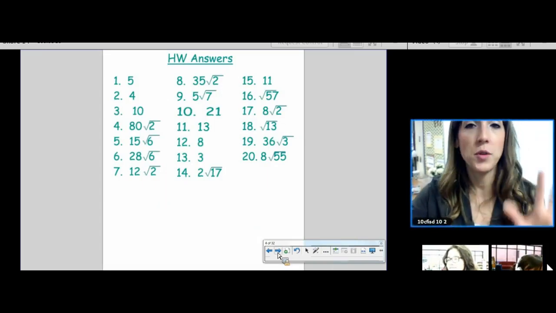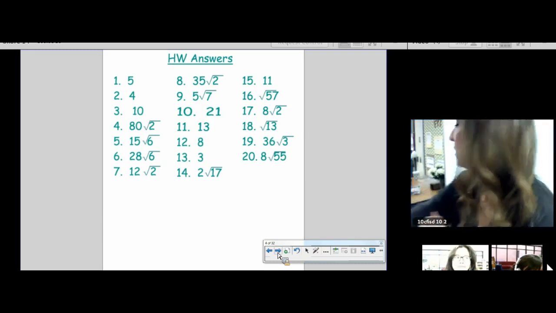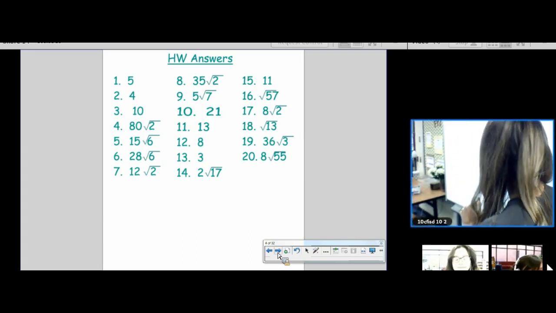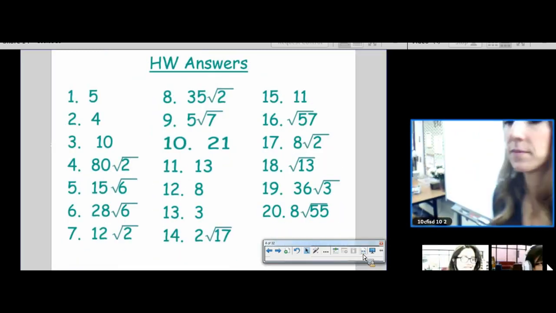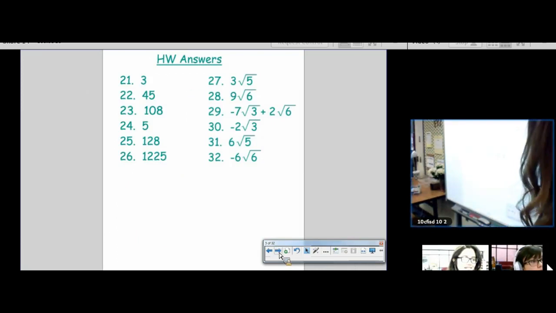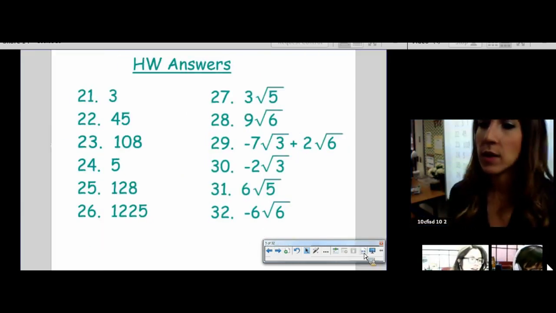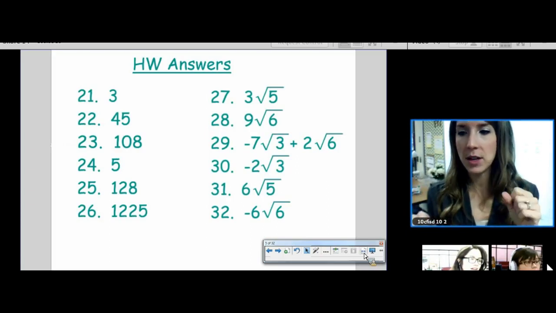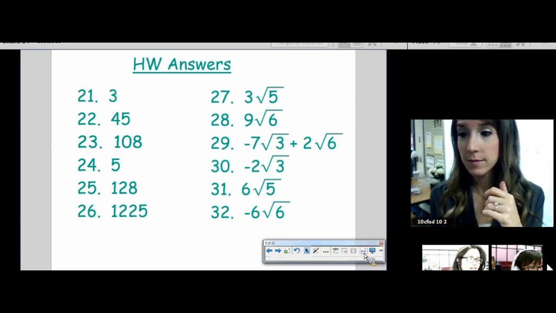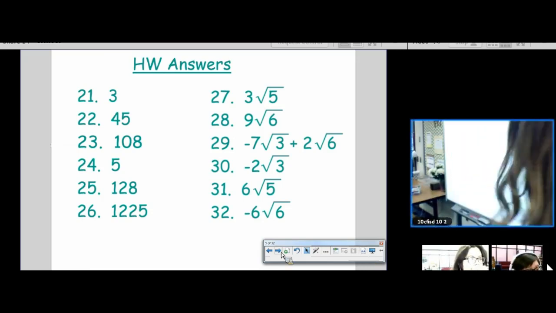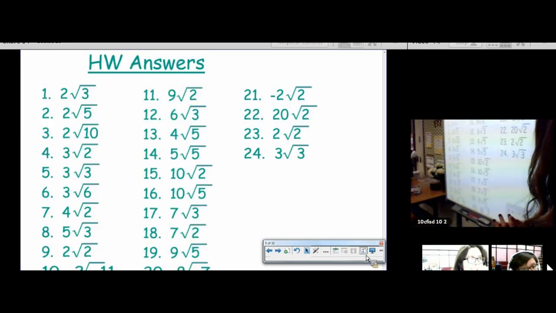This is just 1 through 20 on one side of the paper. Go ahead and make sure you got all those right. I'll go to the next slide in a minute. Here's the second page of answers. These are the bottom to that front page right there. And then the back page of your homework is all on one answer slide. So there we go.